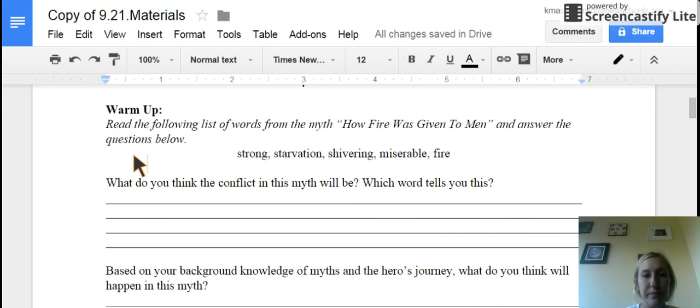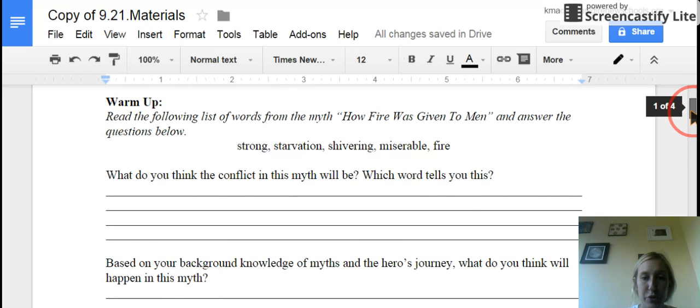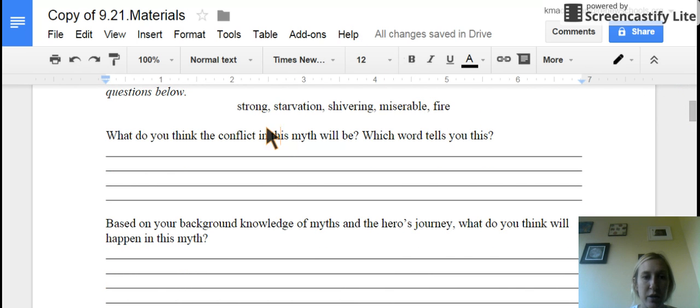So go ahead and quickly take a look at this warm-up. It says, read the following list of words from the myth, How Fire Was Given to Men, and answer the questions below. The words are strong, starvation, shivering, miserable, and fire. What do you think the conflict in this myth will be? Which word tells you this? So take a second to answer those two questions based on these words.